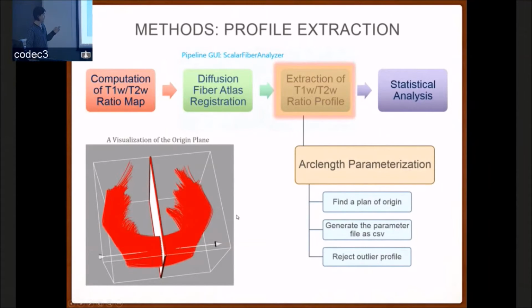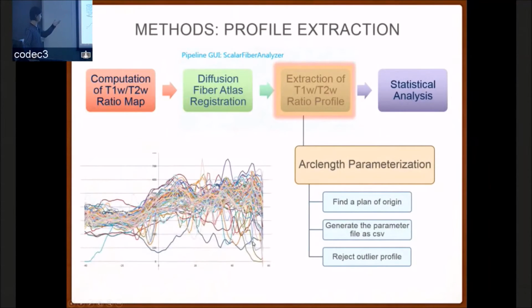Generally, parameter profiles could optionally be used to reject some outliers. This is one case where I have rejected some outliers. The x-axis here is the arc length, and the y-axis here is the T1/T2 ratio map, and this is around 40 cases.